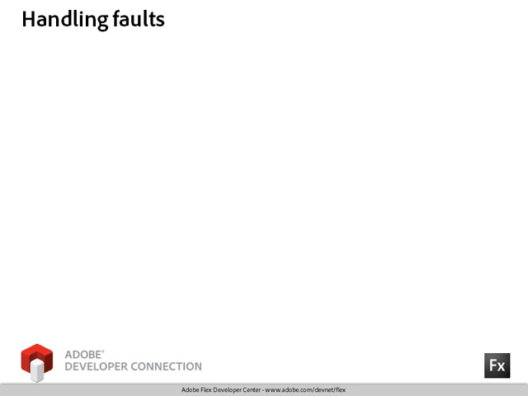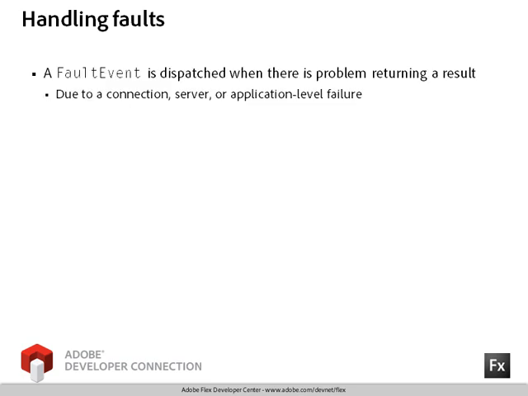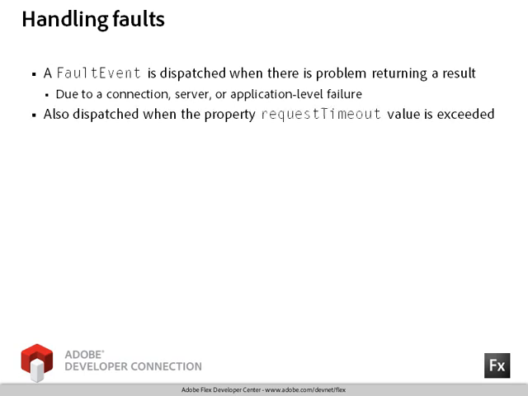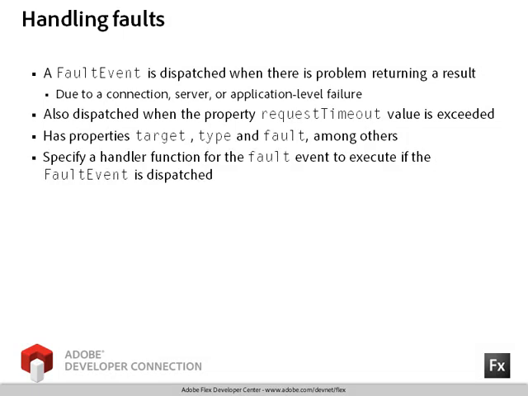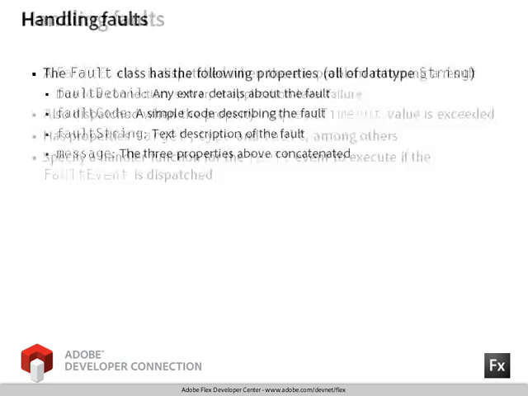Handling faults with HTTPService is very similar to handling results. A fault event will dispatch when there are problems retrieving data from a service. A fault event will also dispatch when the request timeout property is exceeded. The fault event dispatches an event object, so you will have access to properties like target, type, fault, and others. As when handling a result event, you will define an event listener function and pass the event object to it.